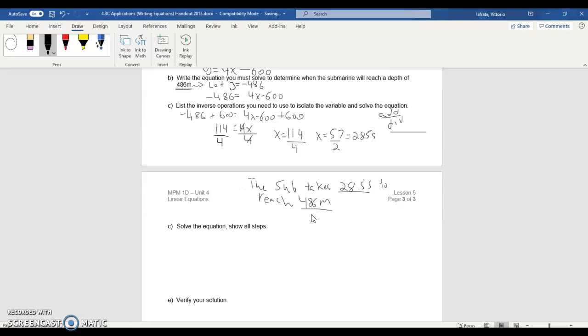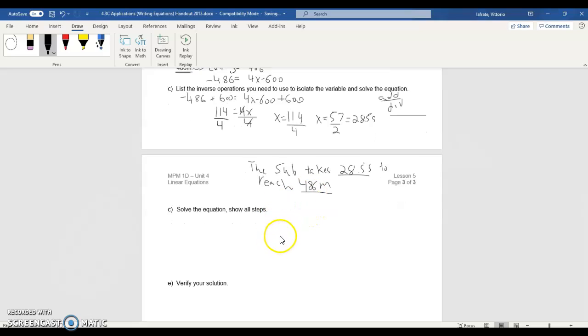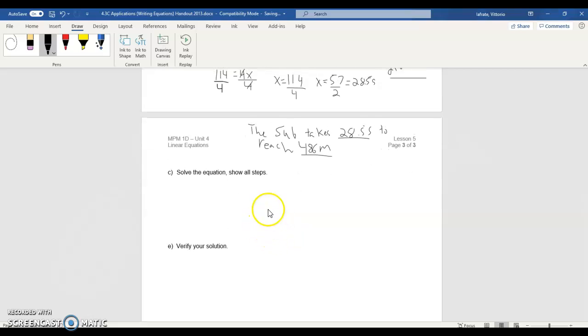The last part of this question requires you to verify your solution. So we're going to do that using a left side, right side table. So we have left side, right side. We know that y is equal to 4x minus 600. We know in this question that y was negative 486. And we found that x would be equal to 28.5, so we're going to replace that x by 28.5 in there. Minus 600. So minus 486, let's rewrite that here.